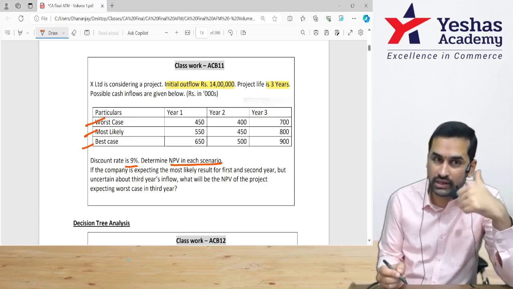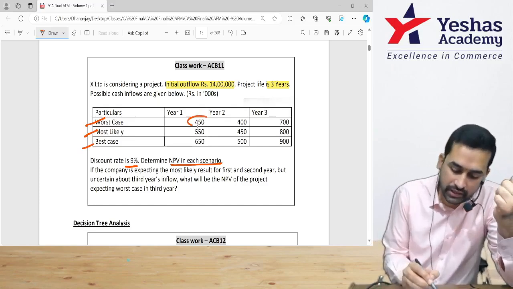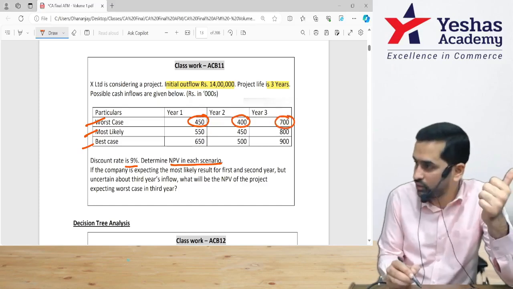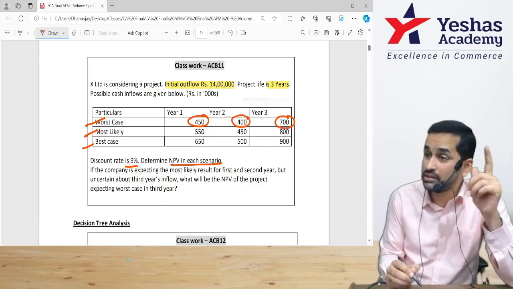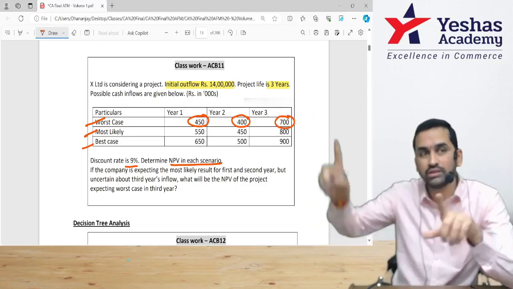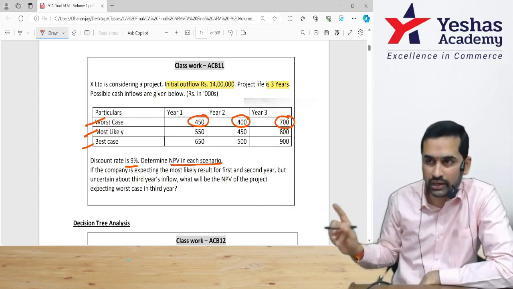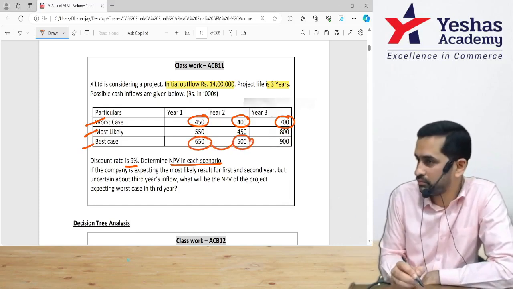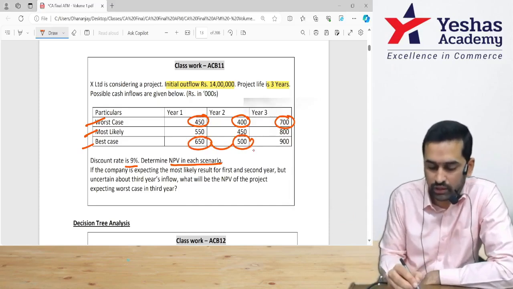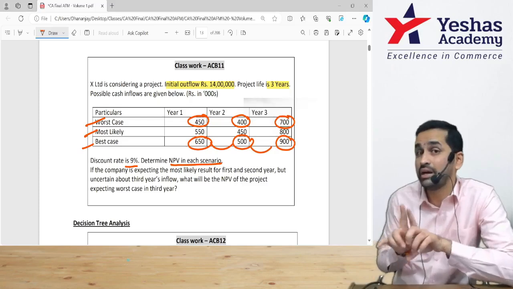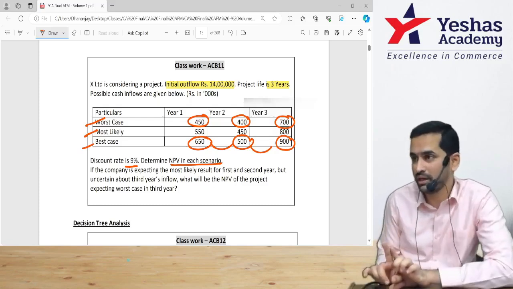But understand, when I say worst case scenario, year 1 450, year 2 also I have to take 400, year 3 also I have to take 700. That means there is a strong positive correlation. Loss is equal to loss is equal to loss. Correct? If I say best case scenario, then year 1 650, year 2 should be 500, year 3 should also be 900. That means these are dependent variables. What is the meaning of dependent variable?